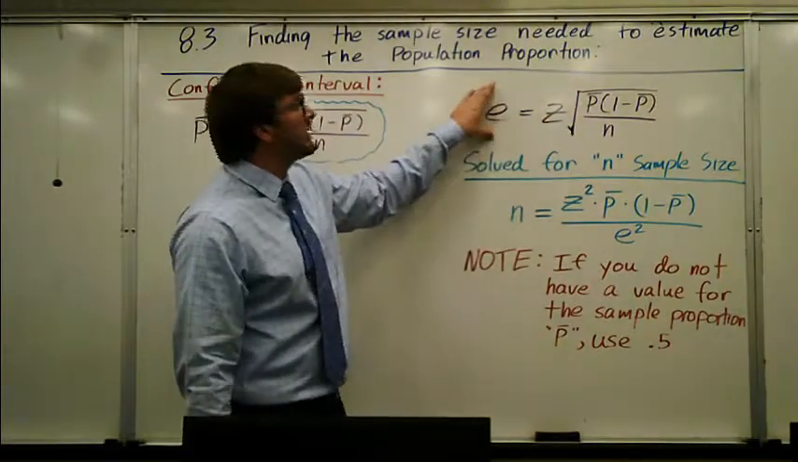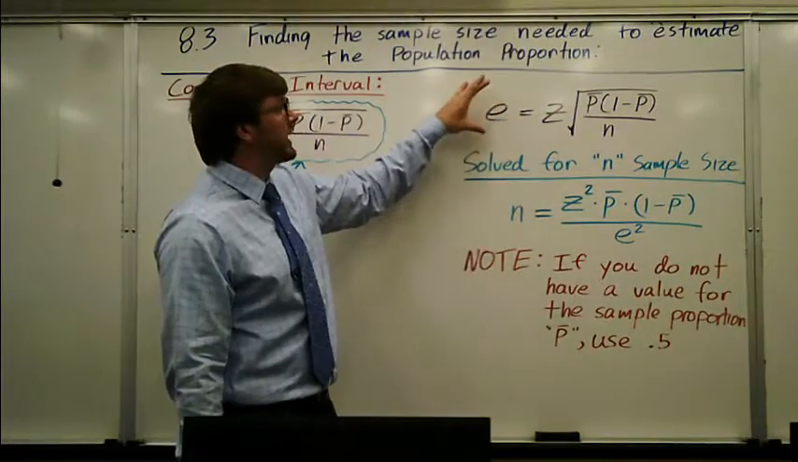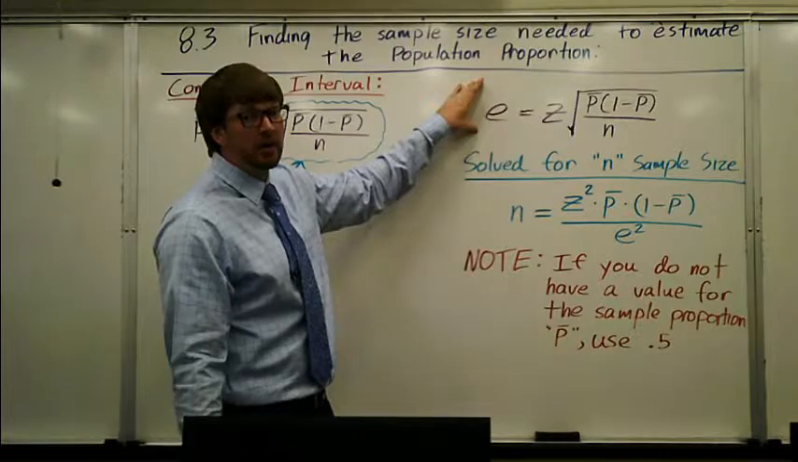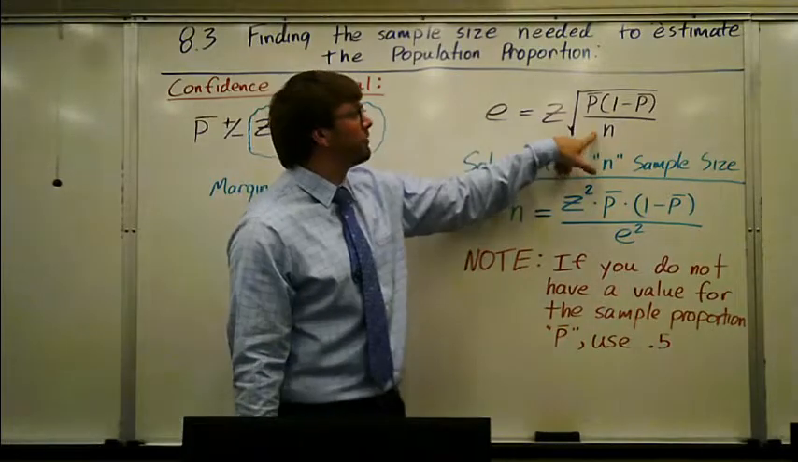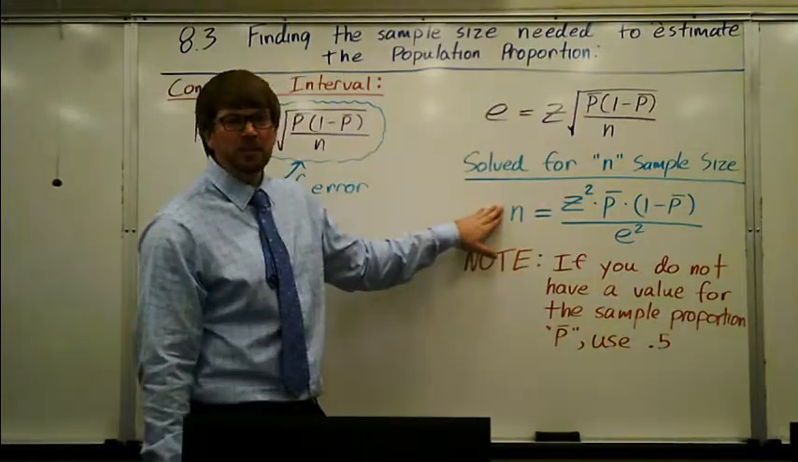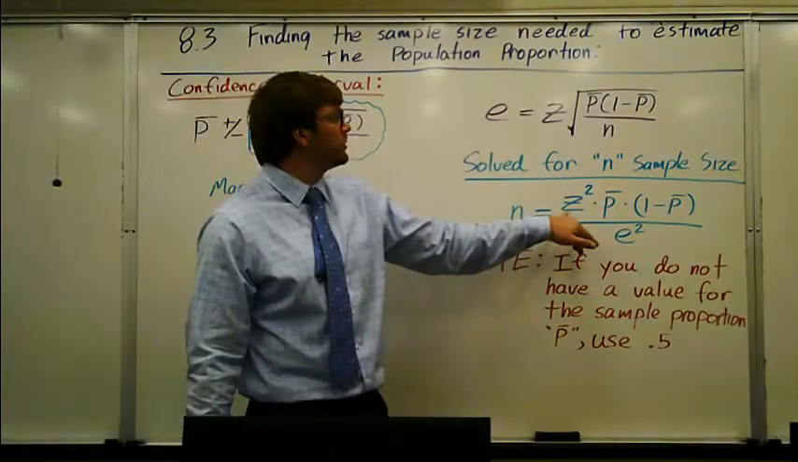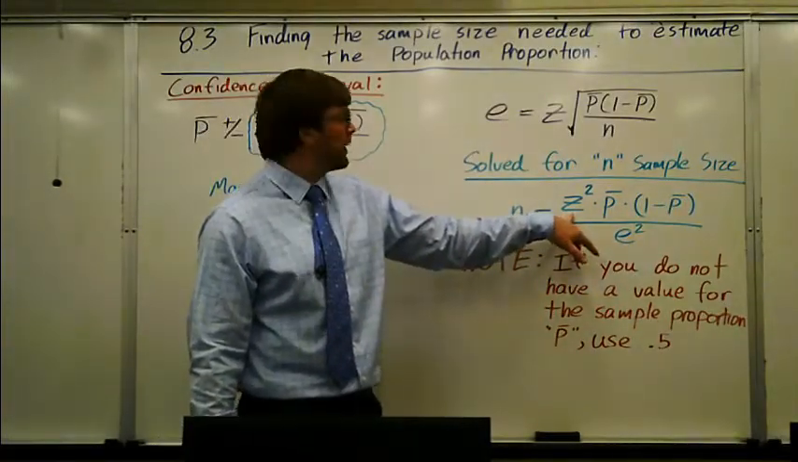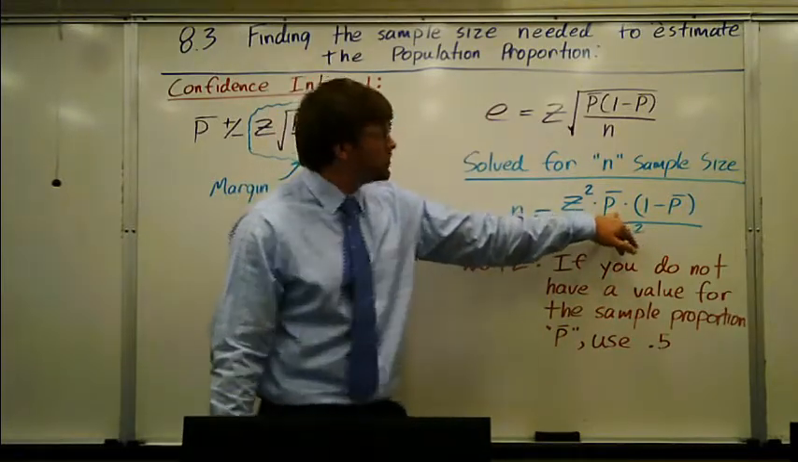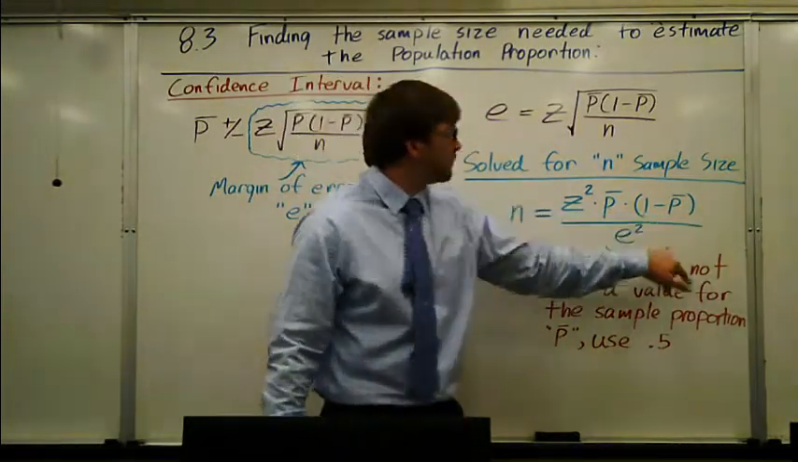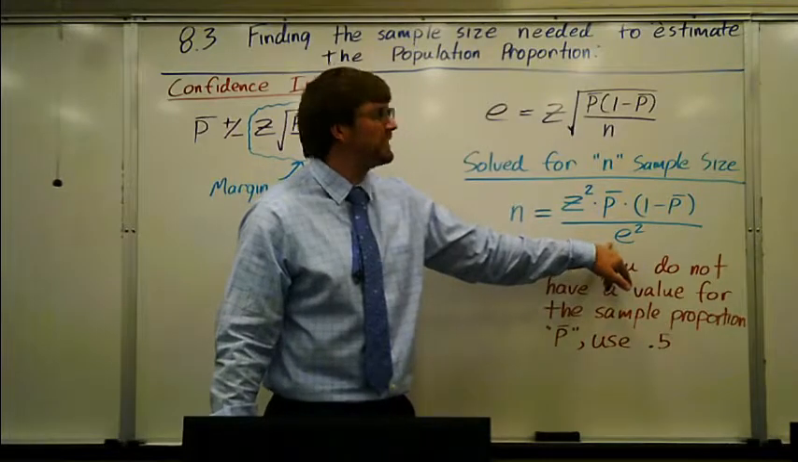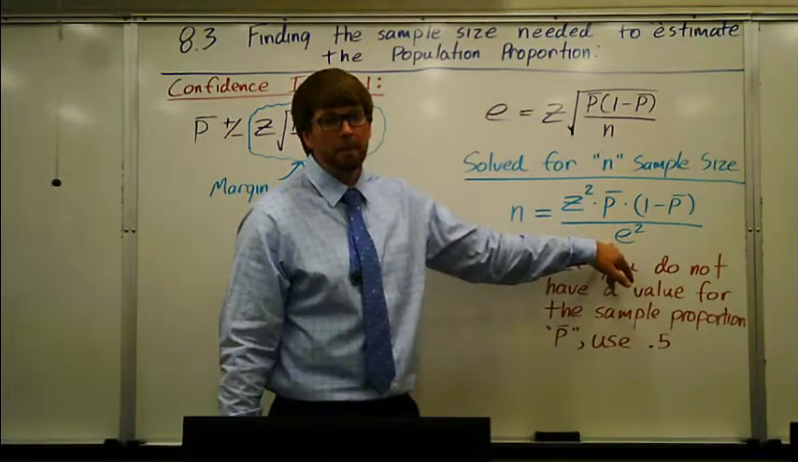So what I've done in this next step is I took this expression and rearranged it algebraically to solve for n, and we have that expression right there, where the sample size required is just equal to the z-value squared multiplied by the sample proportion multiplied by 1 minus the sample proportion, divided by that desired margin of error squared.